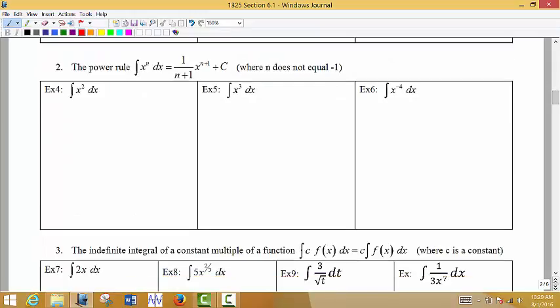Okay, now the power rule. So this is a big one. This is important. The power rule. Let's say that we have x to some power, and we want to find the antiderivative of that. So we want to go back to the original function. So let's say, like we did before, that we had x cubed, and I wanted you to find the derivative of that.